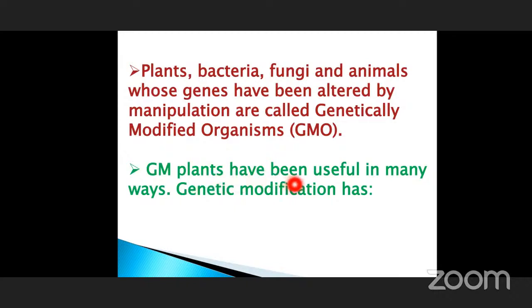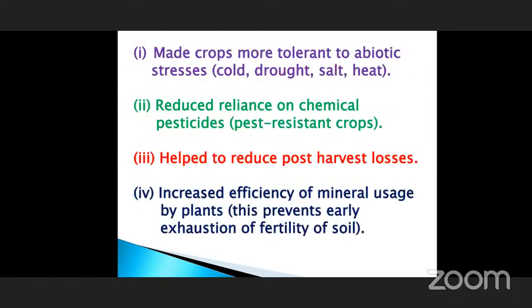Genetically modified plants have been useful in many ways. Genetic modification has made crops more tolerant to abiotic stress. Abiotic means non-living factors. Biotic means living. So abiotic stress like cold, drought, salt, heat. With the help of genetic engineering, abiotic stress tolerant varieties are produced.